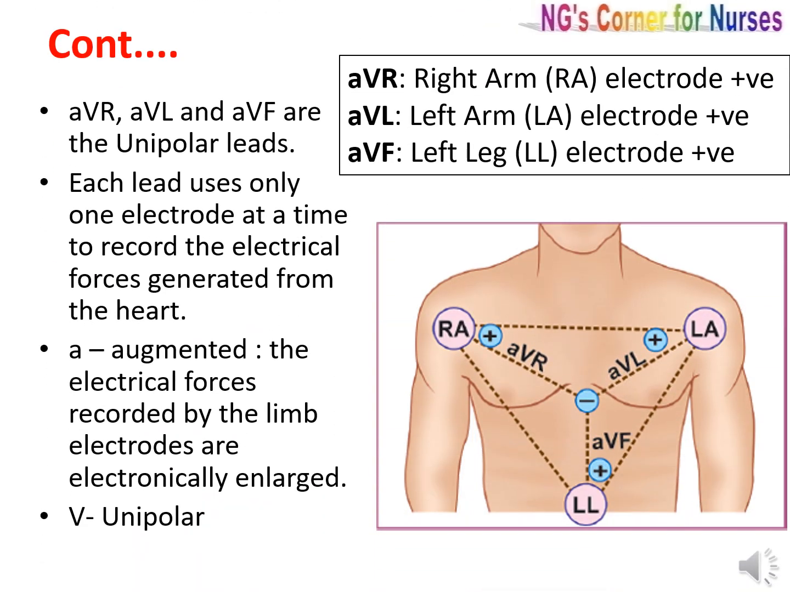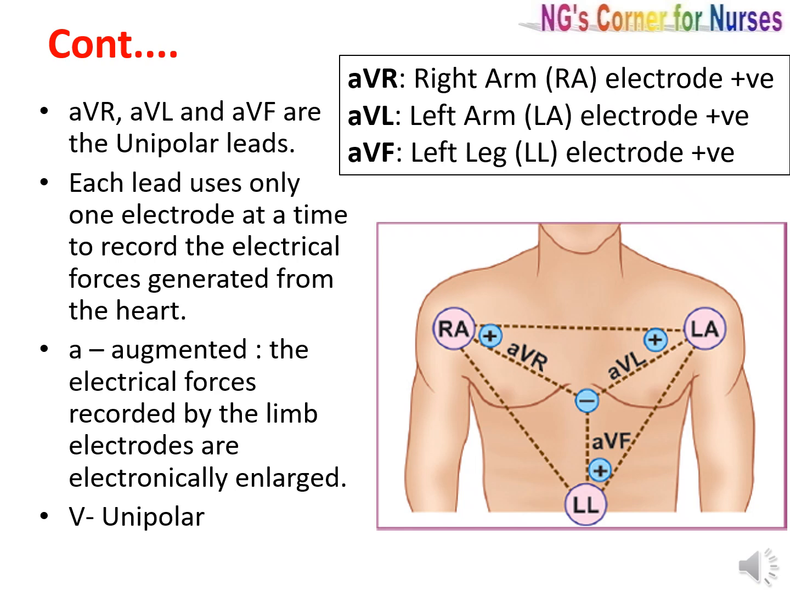The same limb electrodes are also used to form the three unipolar limb leads, that are AVR, AVL and AVF. Each lead uses only one electrode at a time to record the electrical forces generated from the heart. That's why it is known as a unipolar lead. And for each unipolar limb lead, the specific limb electrode is the positive electrode, which records the electrical forces in relation to a negative central reference point created electronically, which you can see in the picture.